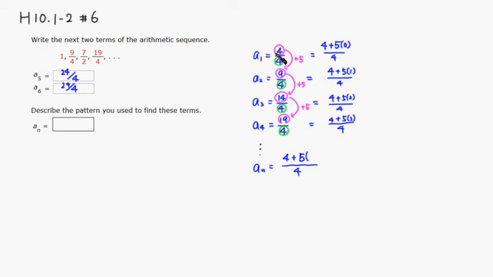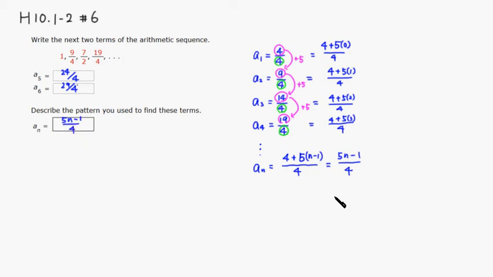So you can see that for the first term it's 0, so it's going to be 1 less than the index. If the index is n, it's going to be n minus 1. If you want, you can simplify this as 4 on the bottom, and 5n minus 5 plus 4, so it's a minus 1. So it's 5n minus 1 over 4.